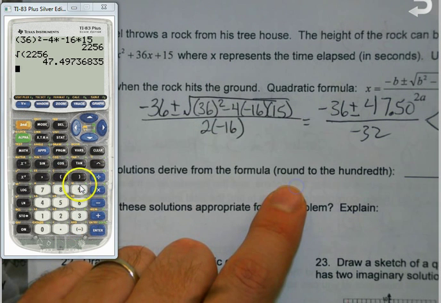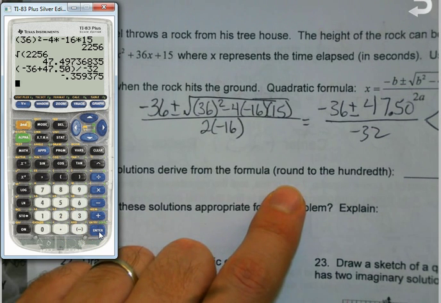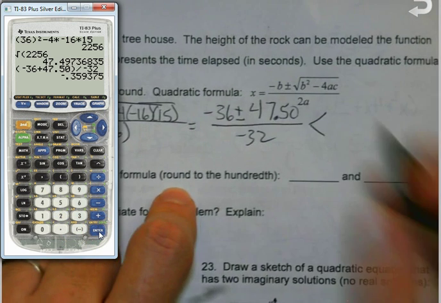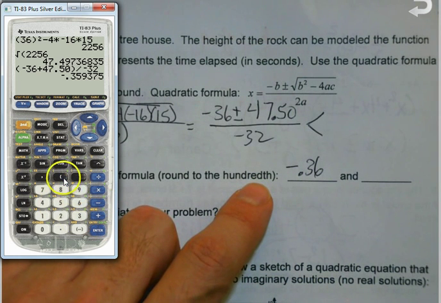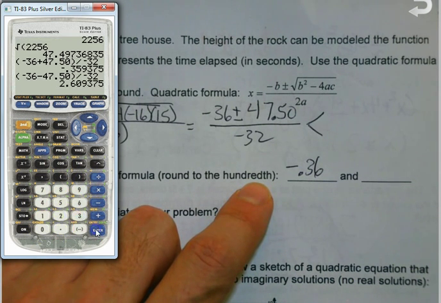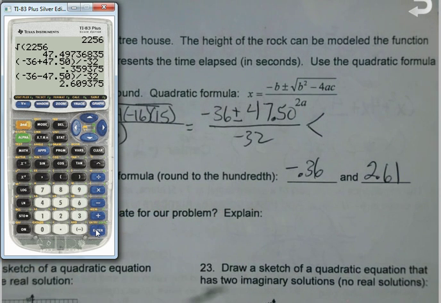Because again, I've learned negative 36 plus 47.50 parentheses divided by negative 32. So one of my answers, I get negative 0.36, that's the nearest hundredth. Then I do it one more time, minus 47.50 divided by negative 32. And I get 2.61, okay? Those are my two x values.